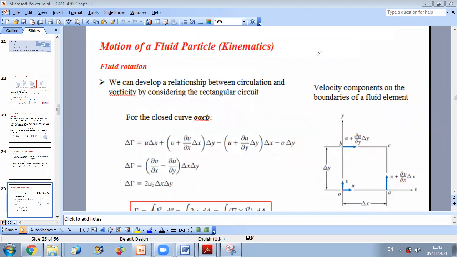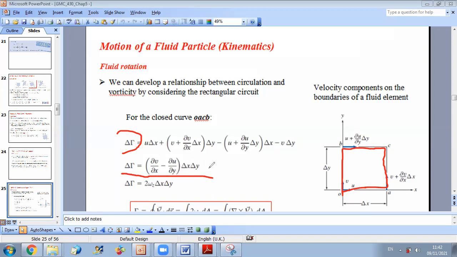Okay? So in this case, we obtained the total circulation over this closed path. So now, this expression, when we simplify terms, will give us in total that the circulation is del V by del X minus del U by del Y, delta X, delta Y.